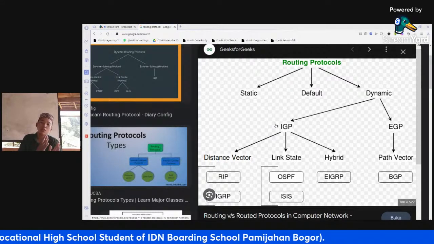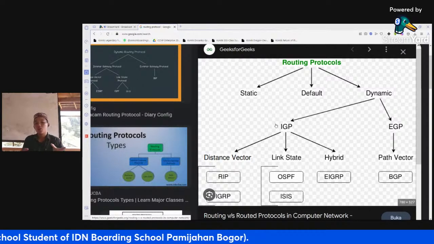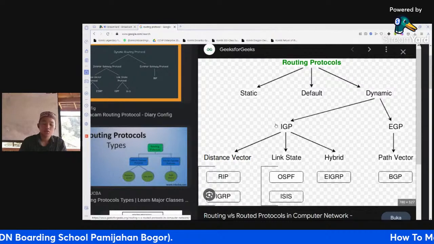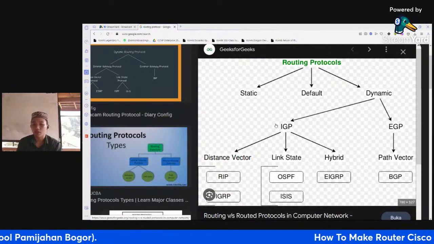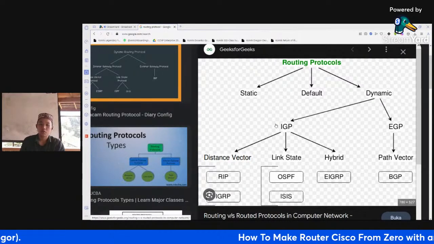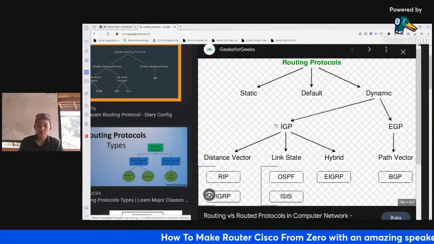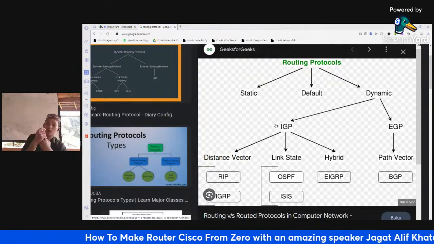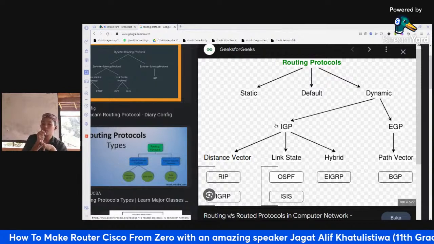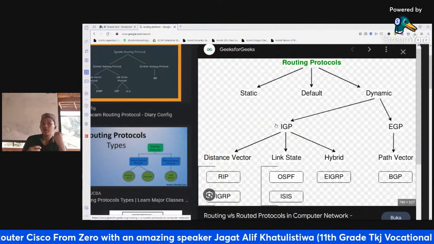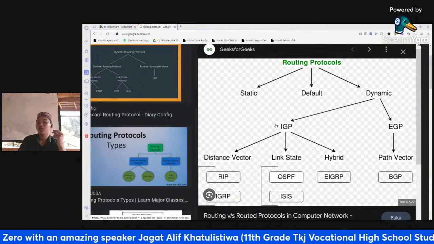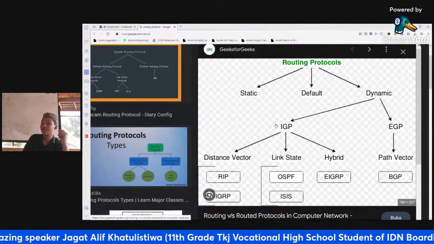The routing data is too much, so we're not talking about routing data, but we say it about routing protocols. There are two ways to make sure the routers have interconnection. First is static routing. What is static routing?